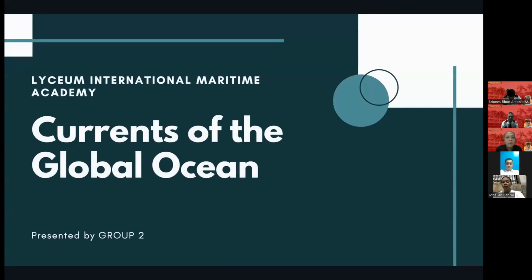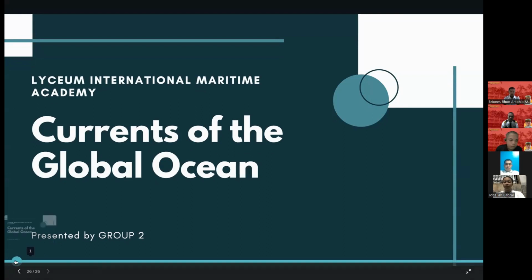So that ends our presentation for the currents of the global ocean. Those are the three we discussed: the East Australian Current, the Brazilian Current, and the last is the Agulhas Current. So that ends our presentation.